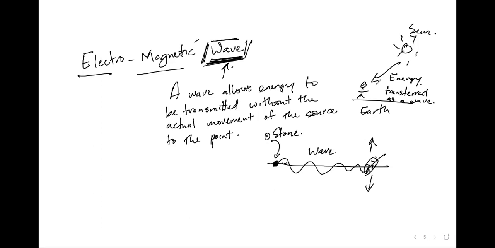Now, with the sun there is no material medium, but with the stone thrown in the water there is a material medium. Here, with the sun, there's no material medium. When there's no material medium, we say that it's an electromagnetic wave, or EM wave.